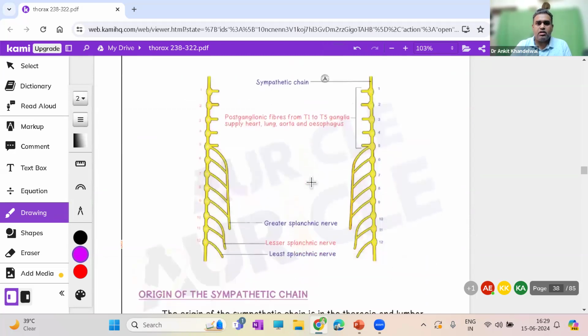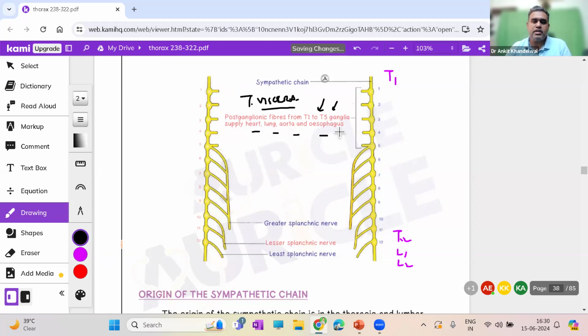Now, if you come to the anatomy part, the sympathetic chain. You can see over here that from T1 to T5, we said okay, T1 to L2. This is T1 to T12, then you have L1 and L2. That is the sympathetic outflow. Listen carefully what actually happens. From T1 to T5, they will supply the thoracic viscera. Postganglionic fibers supply the heart, lungs, aorta, esophagus.